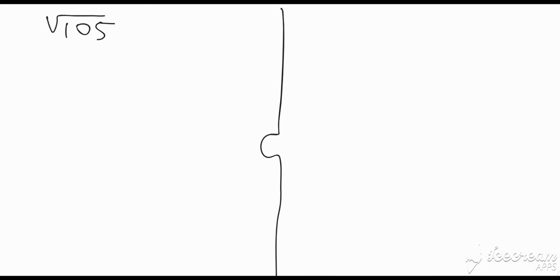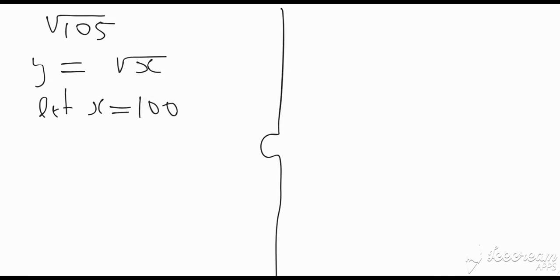So the first thing I'm going to do is to create a function. So we're going to have y equal the root of x. Now we can say let x equal 100, which is a number close enough to 105 that we know the square root of. So y would be equal to the square root of 100. So y would be equal to 10. However, we're not interested in finding the square root of 100. We're interested in finding the square root of 105.